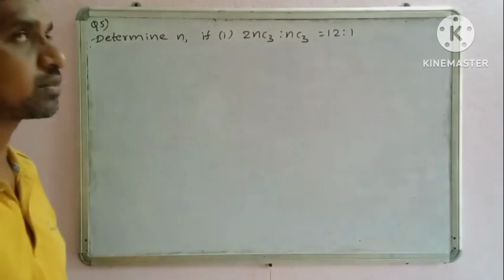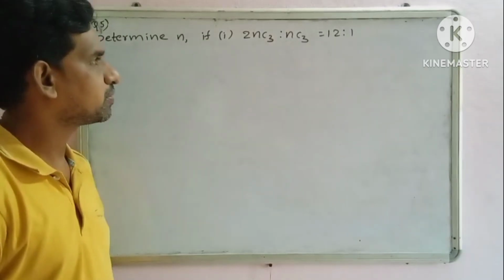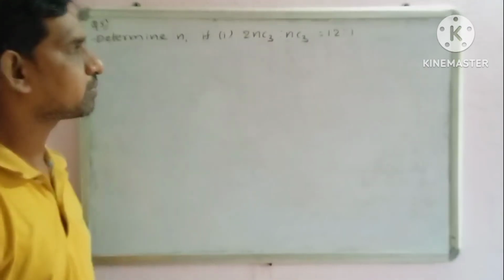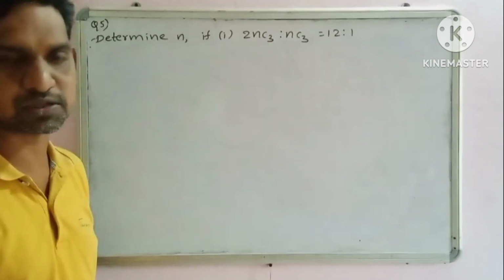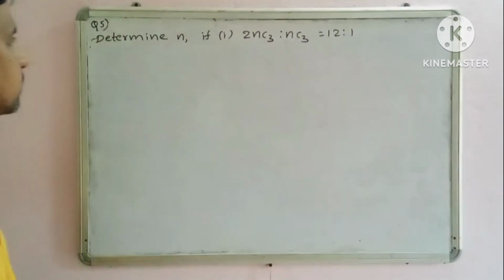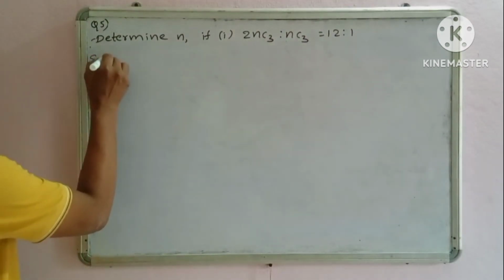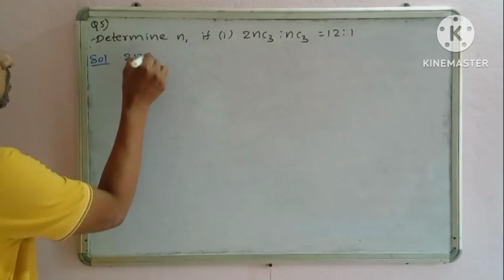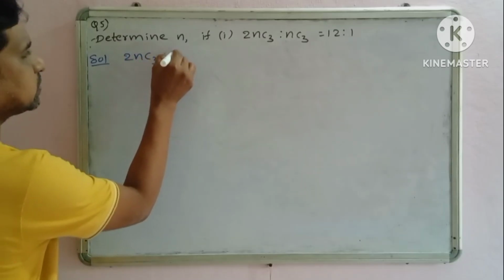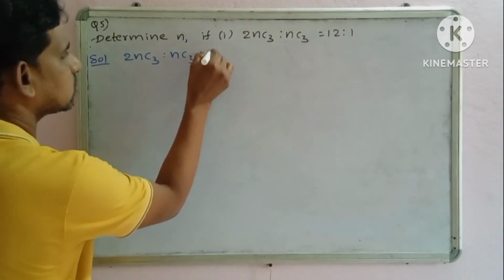Question number 5. Determine n if 2nC3 is to nC3 equals 12 is to 1. See the solution. 2nC3 is to nC3 equals 12 is to 1.